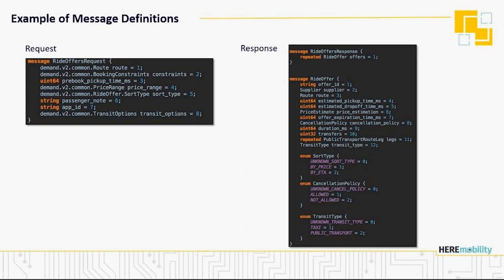The response is a message of type ride offer response, and you can see inside something like repeated ride offer offers. That means it's just an array of offers, right? Just below it, you see that each offer contains an offer ID, some information about the supplier, for example, a link to the logo and name, the route that the supplier thinks he would take in terms of the actual origin and destination he might be able to provide, the estimated pickup time, the estimated drop-off time, estimated price, and so on.